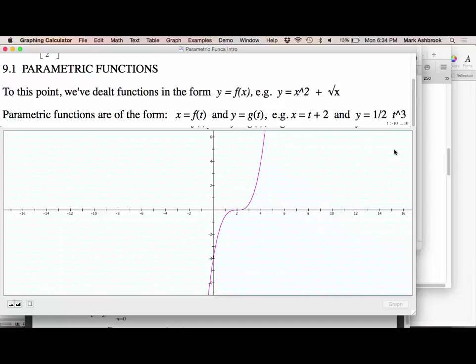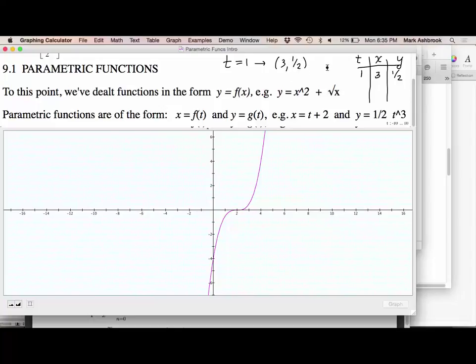Instead of y always being generated by the current value of x directly. Okay, so for example, this is just the idea of it, but you're rarely going to be building tables like this, but you should understand what's going on here. So when, for instance, when t equals 1, what is x? 3. And y is 1/2. So when t equals 1, we get the ordered pair (3, 1/2).